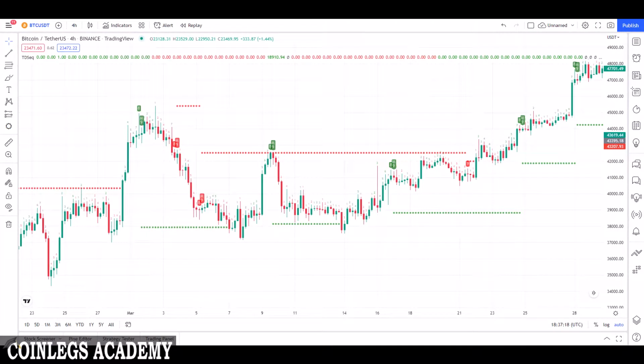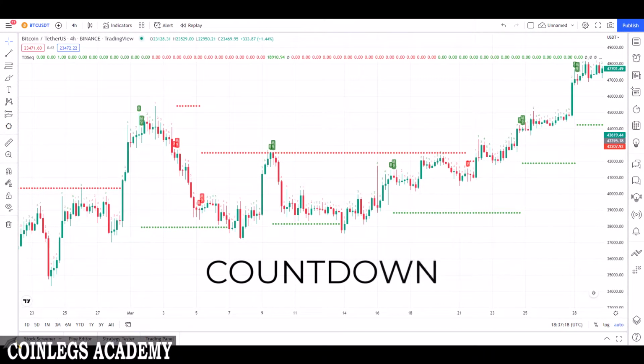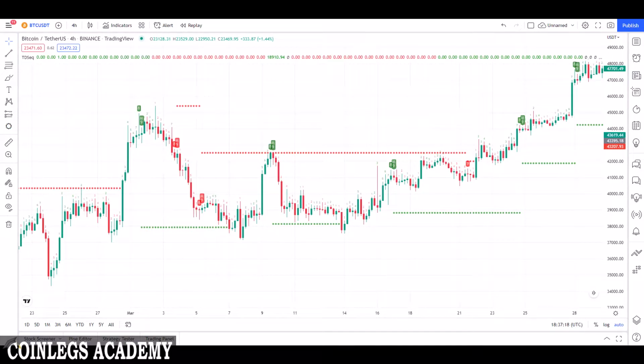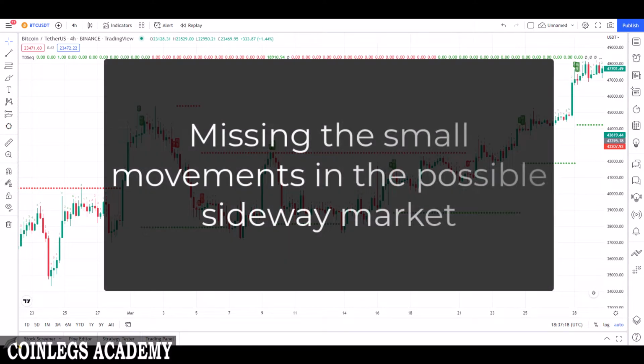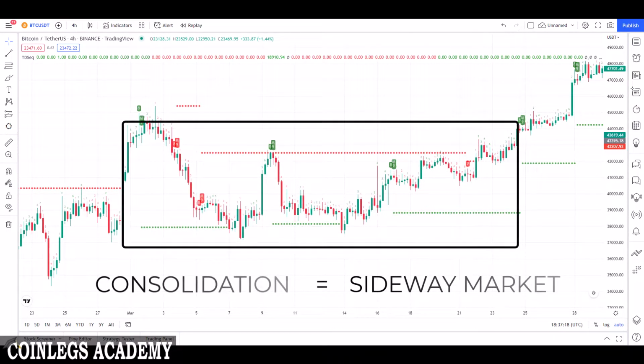Most traders wait for the countdown stage. After the setup section is complete, they try to find the confirmation of a trend by using the countdown section. But during this counting wait, they miss small movements in possible sideways markets. At this point, the TD Sequential support and resistance levels aim to capture the opposite movements that are stuck in consolidation. Consolidation, in other words, is when the market is moving sideways.